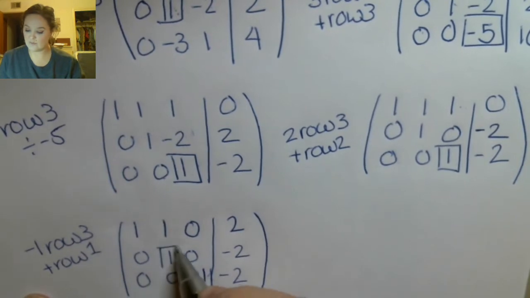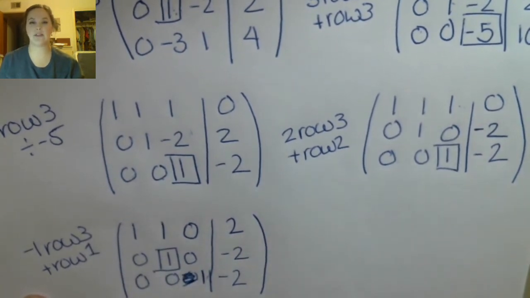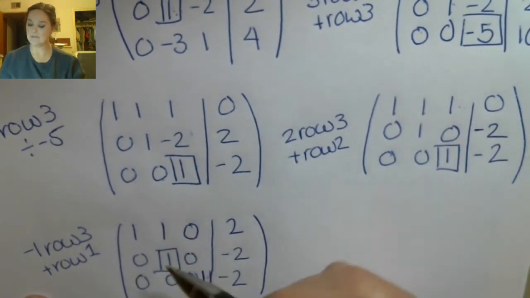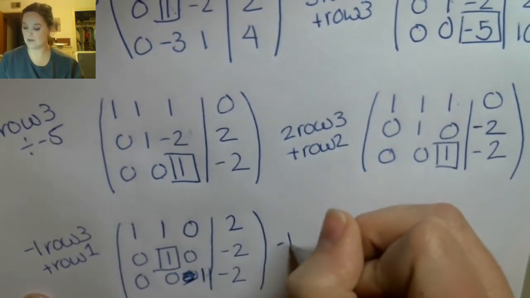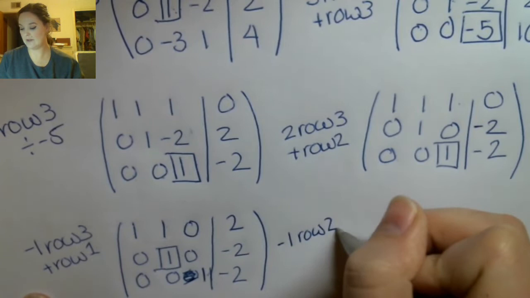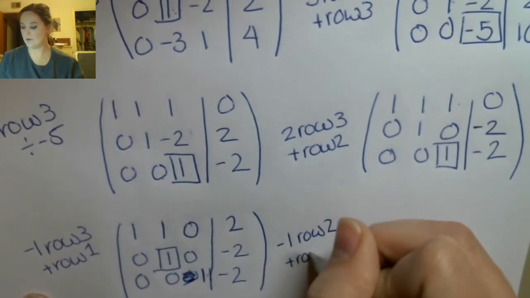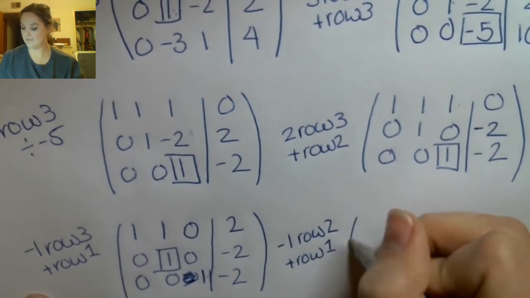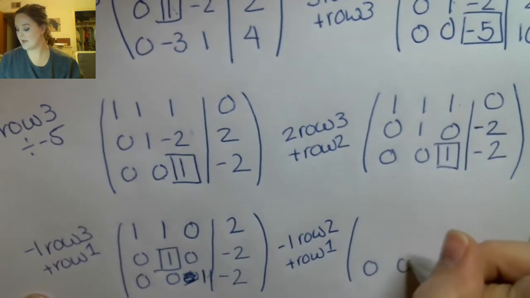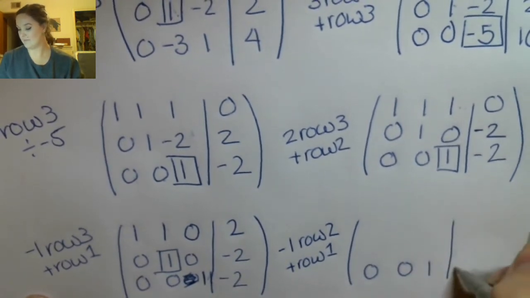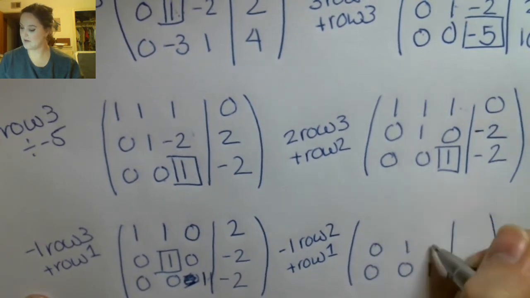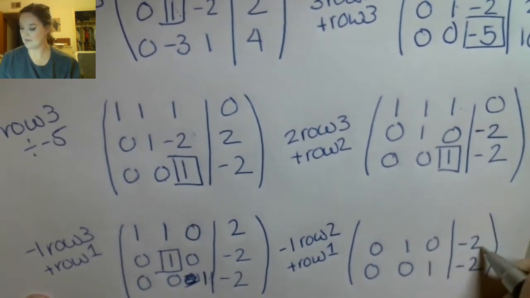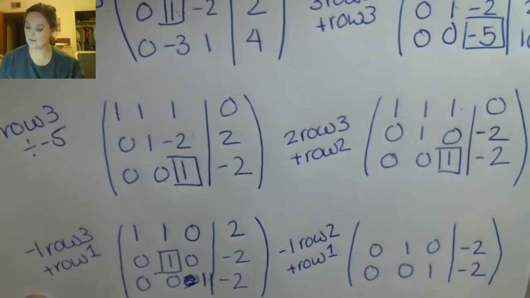So we're going to move back to the left to this diagonal position, and we're going to use this to eliminate above it. So we're going to do negative 1 times row 2, and we're going to add it to row 1. So my bottom row is the same. Second row is the same.